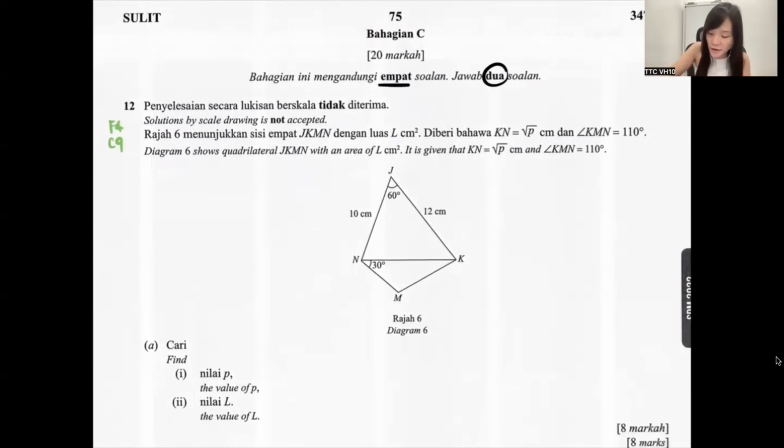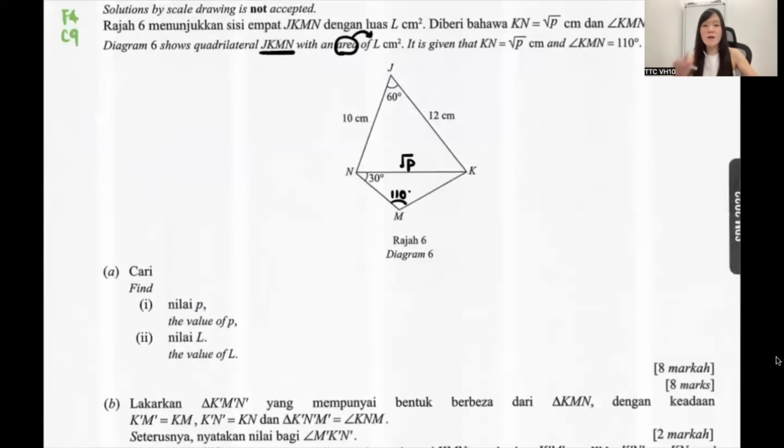With the area L. So guys, remember, the area of JKMN is just L. L represents the area of the whole thing. KN is root P, so KN is square root P. And then KMN is 110. So if I'm you, I'll write out everything I can. If here is 110, here 30, this last one we can find: 180 minus 110 minus 30. I get this part is actually 40 degrees. Anything else? Nothing else. I think this is whatever I can write.